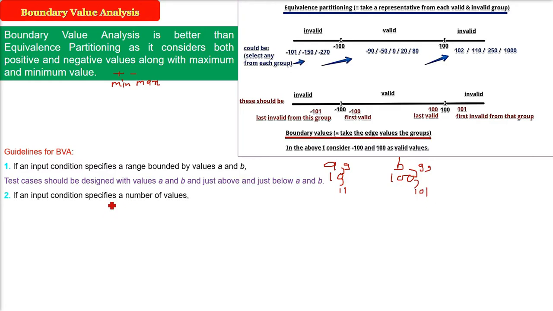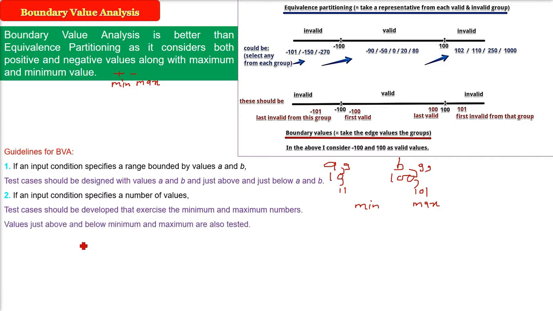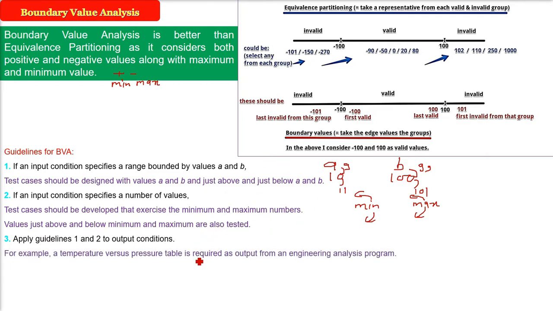If an input condition specifies a number of values, then what you will do? You will take the minimum and maximum numbers and then you will use the test case for minimum and maximum, and then the values just above and below the minimum, and above and below the maximum. And this can be done for the output condition too.